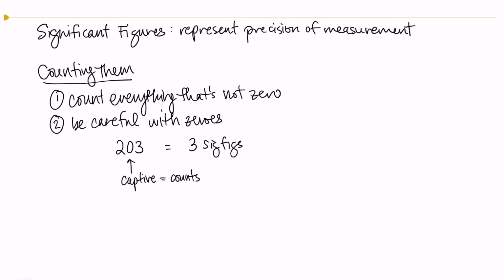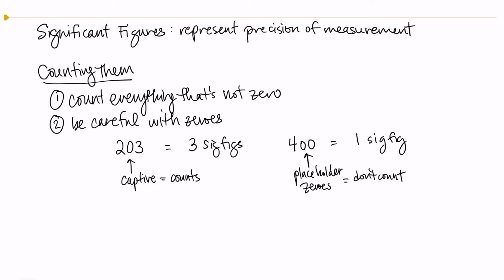We can also have trailing zeros, like if we have the number 400. These zeros here are really placeholders, and these are not going to count. So this number has 1 sig fig. I can change that, of course, if I add a decimal point at the end, if I write 400 decimal point. Now these numbers count because they're measured. The decimal point tells me they were measured and they do count.